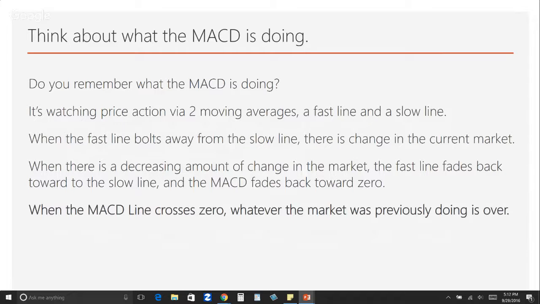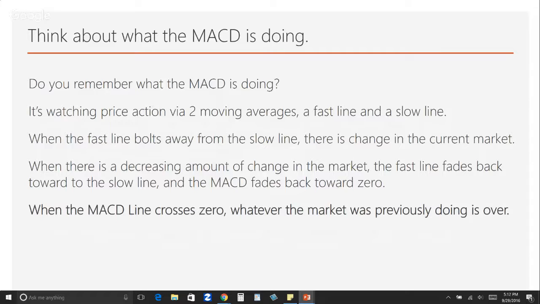Do you remember the job of the MACD, what it's doing? It's watching price action via two moving averages, a fast line and a slow line. When the fast line bolts away from the slow line, there's change in the current market. When there's a decreasing amount of change in the market, the fast line fades back towards the slow line, the MACD fades back towards zero.